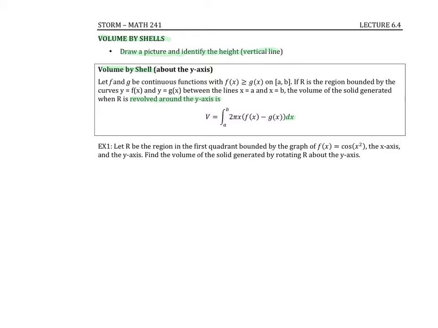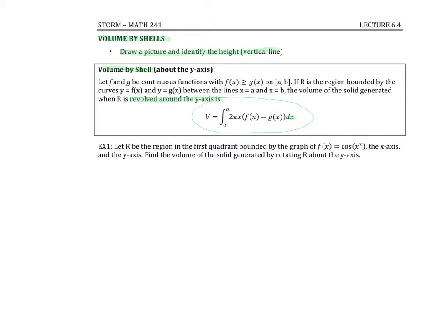Now notice that this integral is a little bit different. Whereas the disk method involved the area of circles, the shell method involves the circumference of circles. So this formula is a little bit difficult to explain without a picture. Let's look at example 1.